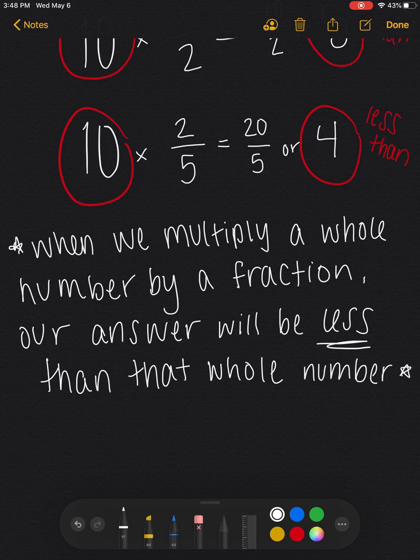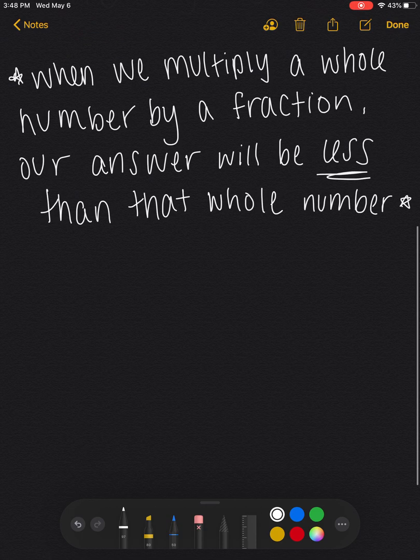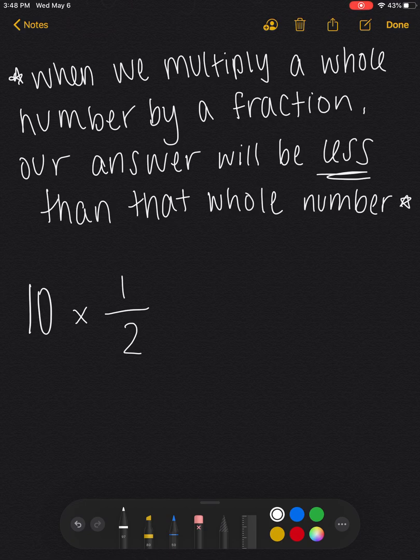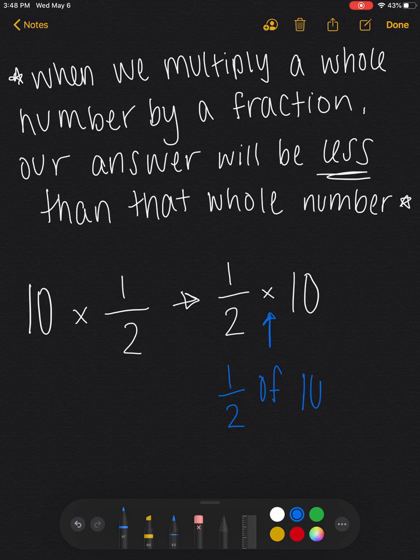Now, some of you might be wondering, well, why is this? I thought that multiplication made things bigger. And that's a great question. The reason that our answer gets smaller is because when we have something like 10 times 1/2, we can flip that around to be 1/2 times 10. We know that when we see this multiplication symbol here, that means of. So really what 1/2 times 10 is asking us to find is half of 10. And we know that when we split something in half, it gets smaller.